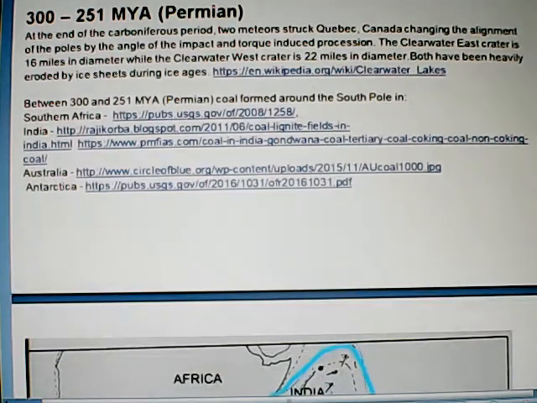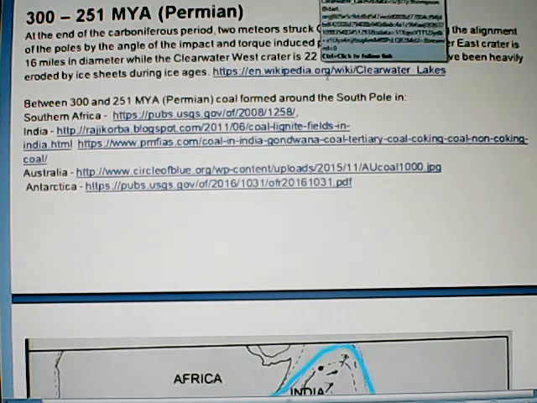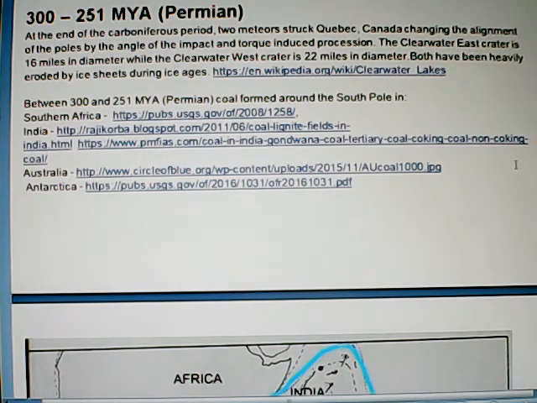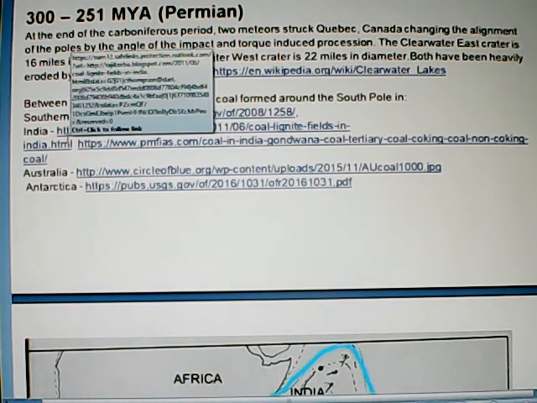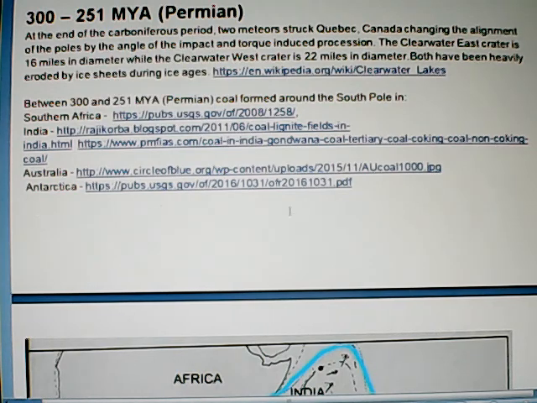So from 300 million years ago to 251 million years ago, two meteors struck in Quebec, Canada, changing the alignment of the poles by the angle of the impact and torque-induced precession. Clearwater East crater is 16 miles in diameter, while the Clearwater West crater is 22 miles in diameter. Both have been heavily eroded by ice sheets during ice ages. Coal formed around the South Pole in these different areas: South Africa, India, Australia, Antarctica.